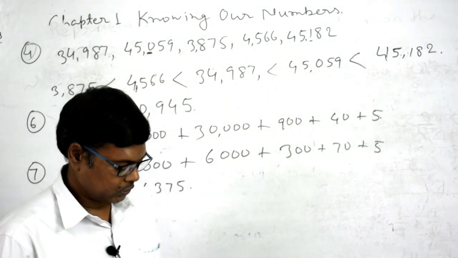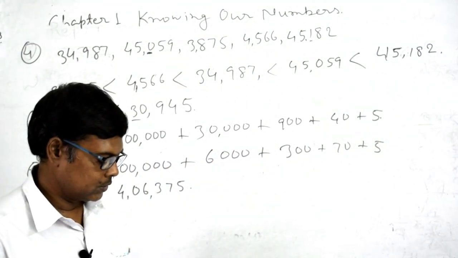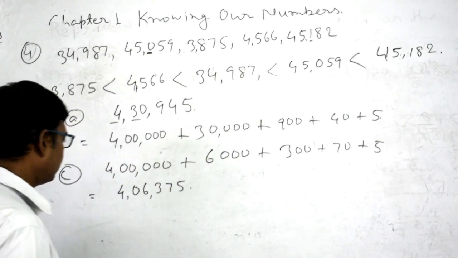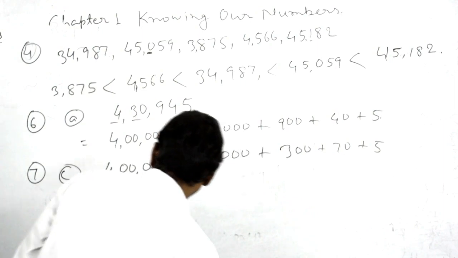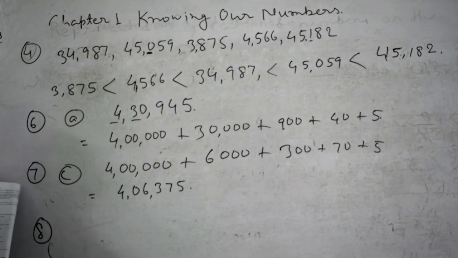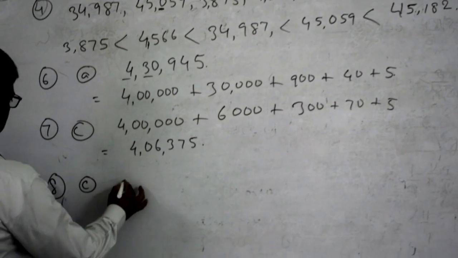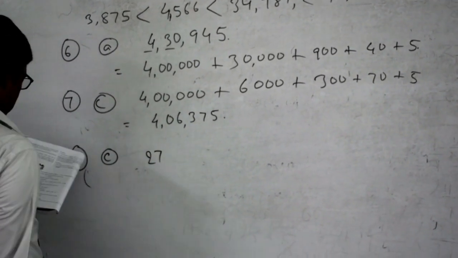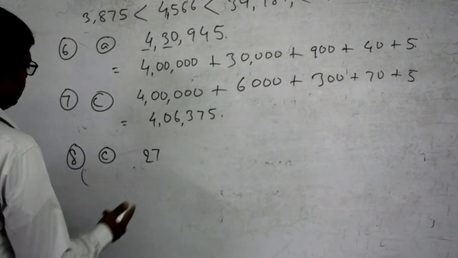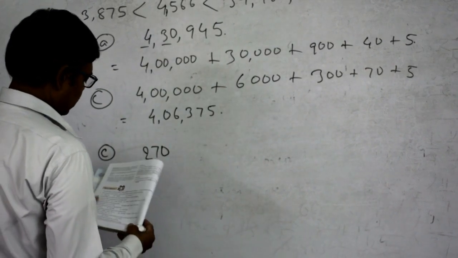Now in question number 8, we have to put commas at the correct place in the following numbers and write them in words also. Okay, we have to write in words and then put the commas at the appropriate places. So question number 8, C suppose. Here you have 27 lakh or 2,70,000. Okay, 2,70,000, 829.